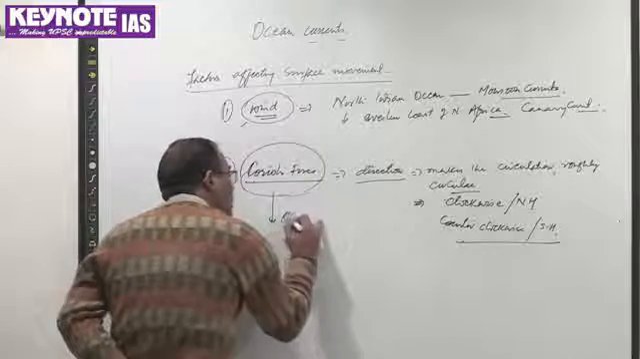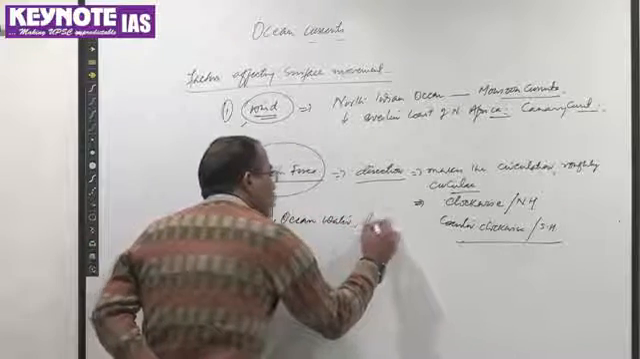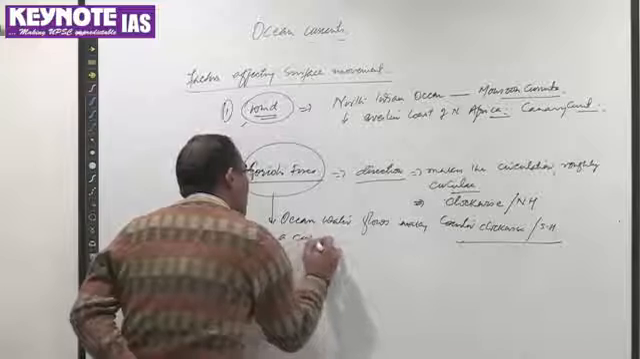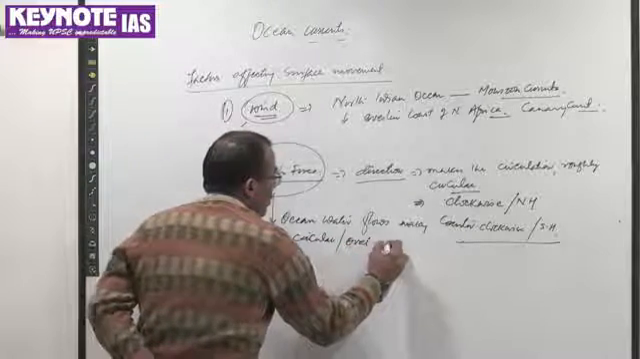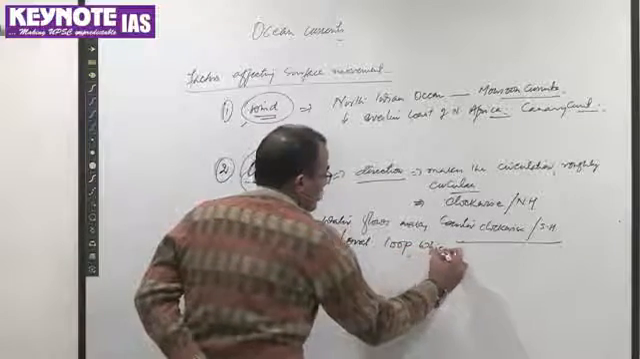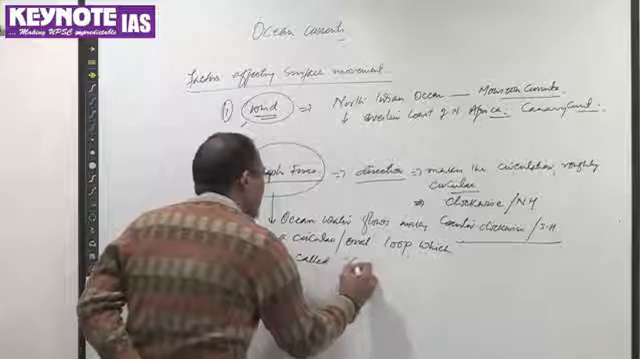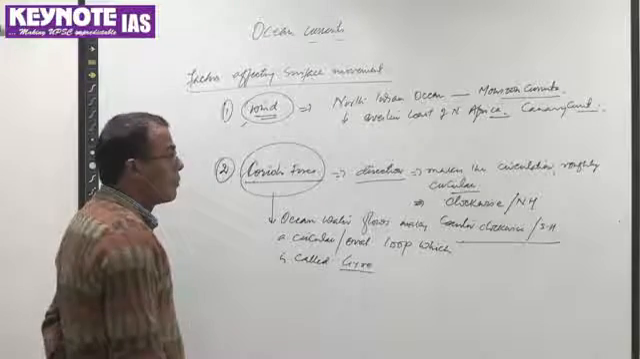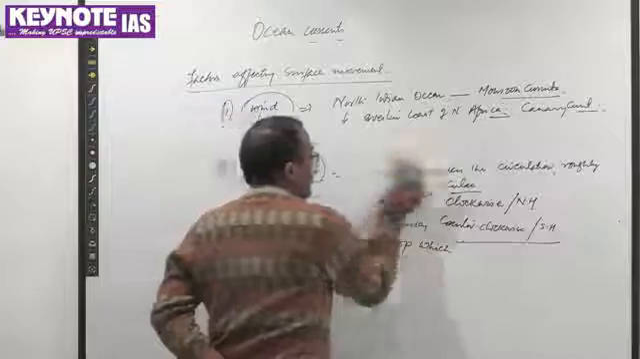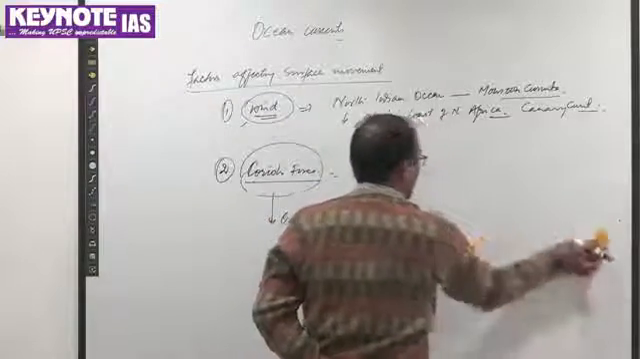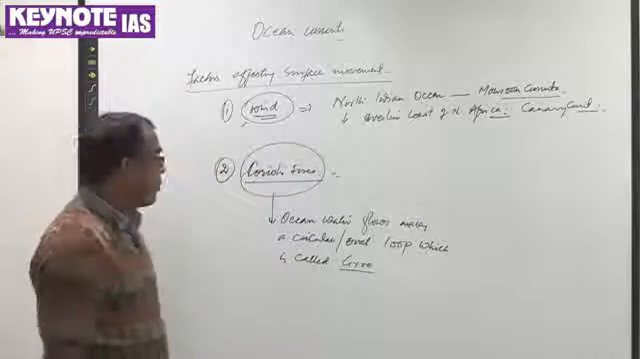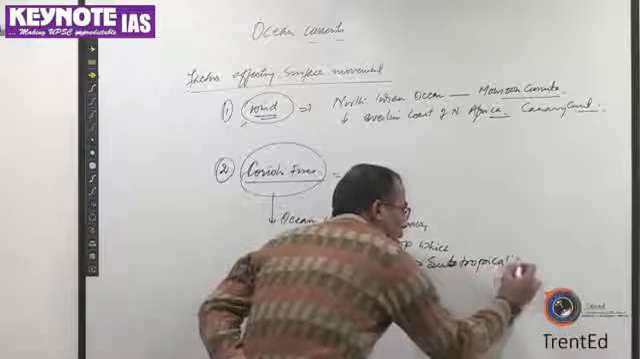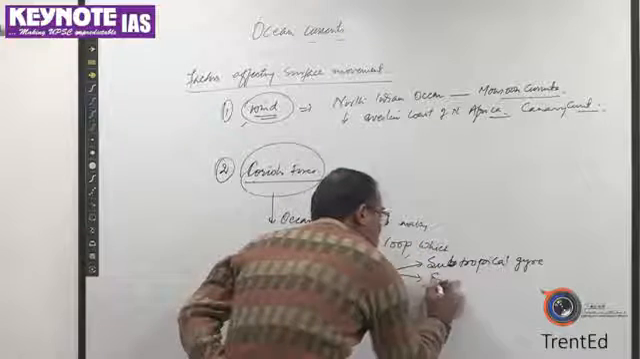Because of this, the ocean water flows making a circular or roughly oval loop, which is called gyre. Two types of gyre: subtropical, which is more prominent, subtropical gyre, and subpolar gyre.